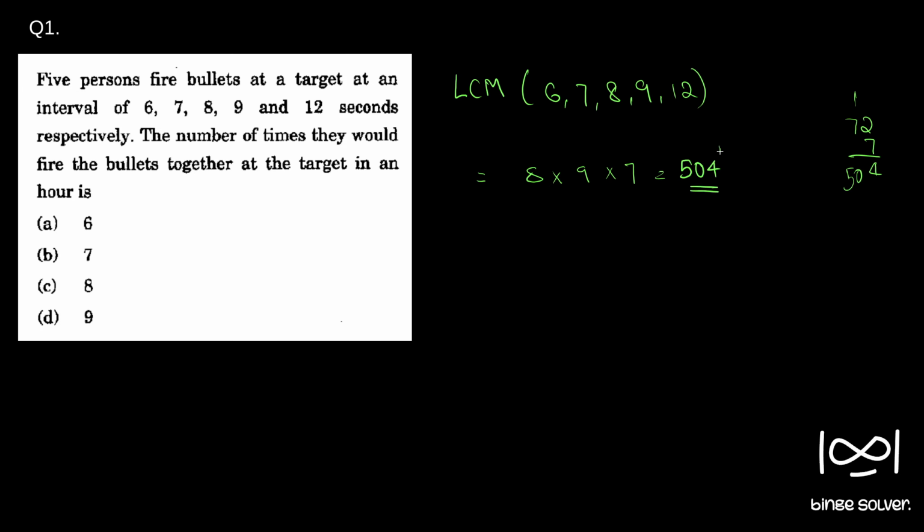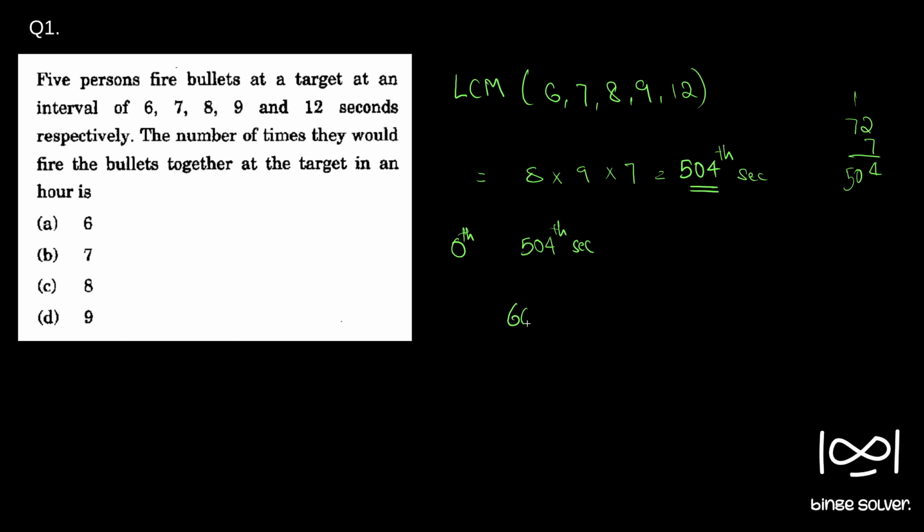At the 504th second, they will be firing their bullets together. So if you assume they fire their bullets together at the 0th second first, then the second time they will be firing together will happen at the 504th second. That's what this means. Now we have to find how many 504-second intervals will come in 1 hour.